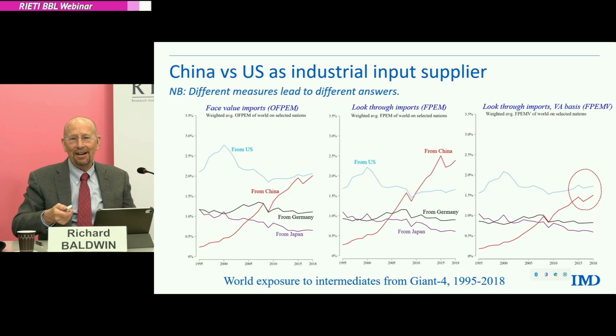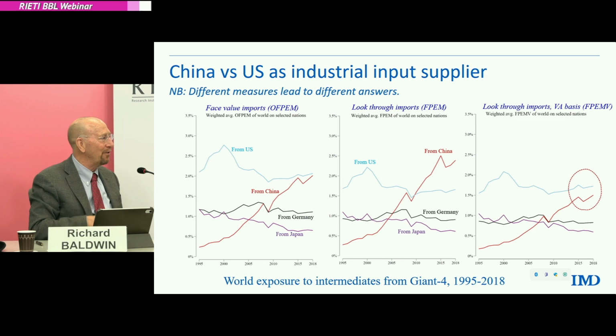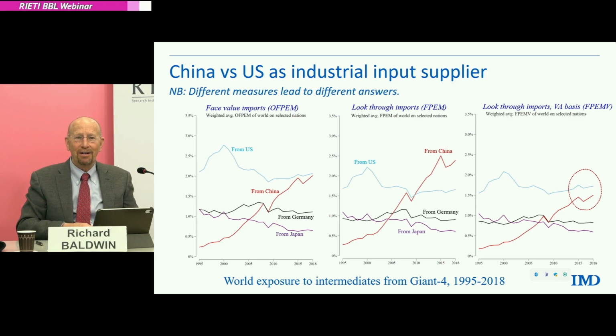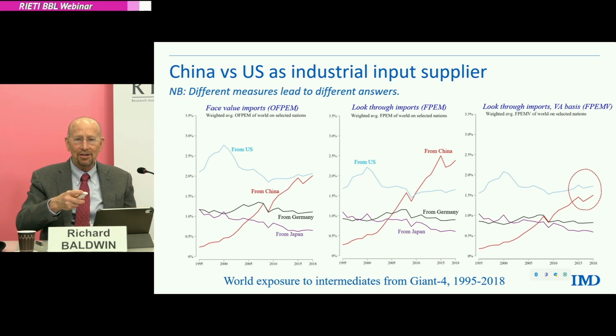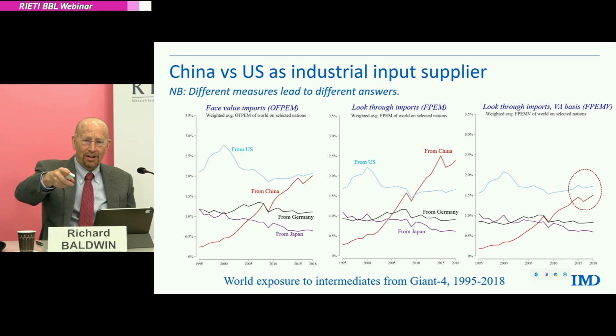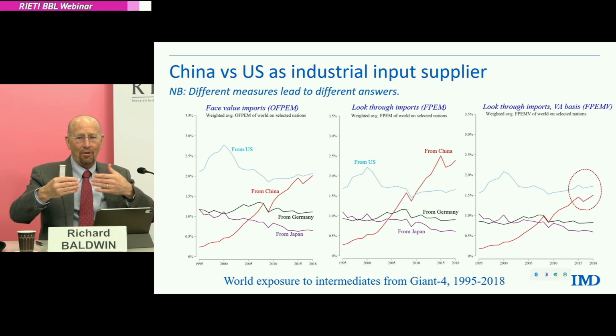Anyways, and then here is this idea that different measures lead to different answers. So here the question is U.S. versus China as the top industrial supplier in the world. In the right chart, we use the observed, the face value, and you can see the U.S. is still more prevalent than China, at least in 2018. If you use the look-through measure, China passed the U.S. in the 2000s. And if you look at the look-through on a value-added basis, which is the one I was talking about for employment, the U.S. is still ahead. So this is horses for courses.